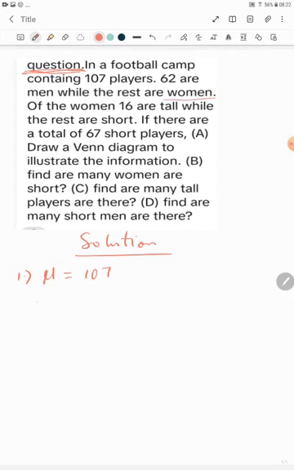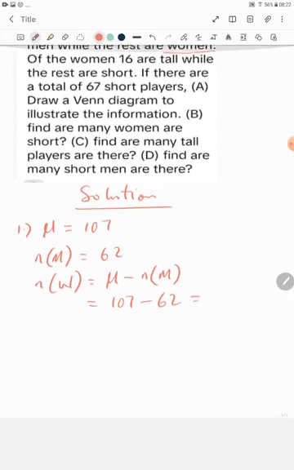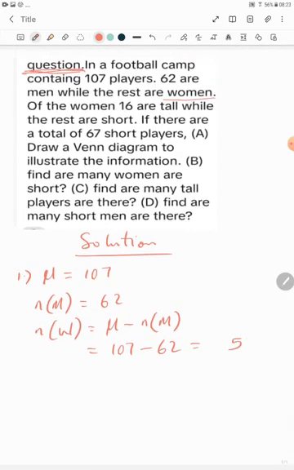So the number of men, okay, that is 62. So we can say the number of women now will be the universal set minus the number of men, and that will be 107 minus 62. Of course, that will give us 45. So we have 45 women. So let's go back to the analysis.